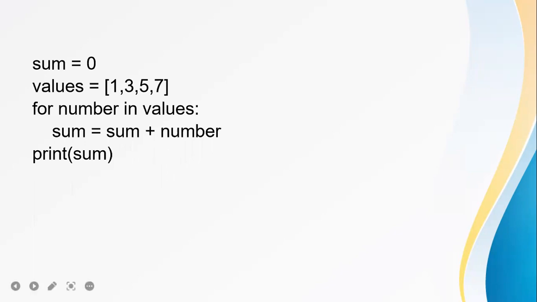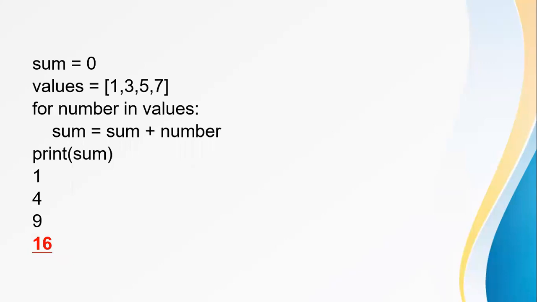Yes. Dear students, good evening. Let us start with this question. The sum is equal to 0 initially. For number in the values, sum is equal to sum plus number. Print the sum. So 0 plus 1 is 1, 1 plus 3 is 4, 4 plus 5 is 9, 9 plus 7 is 16. Is that the answer? Is it clear?